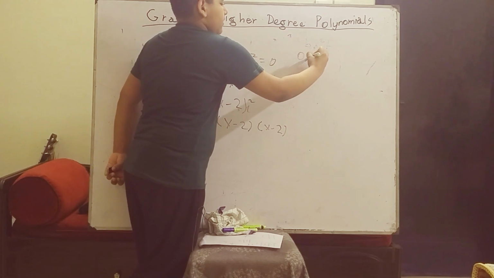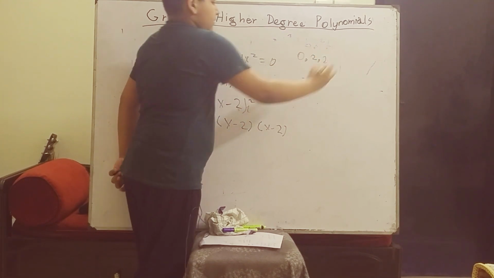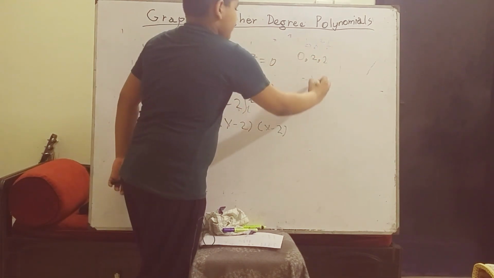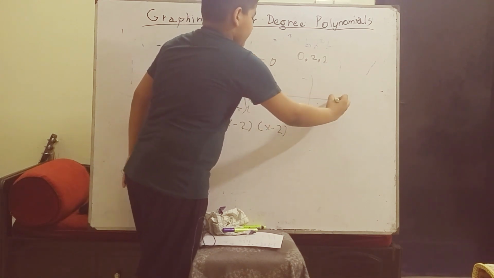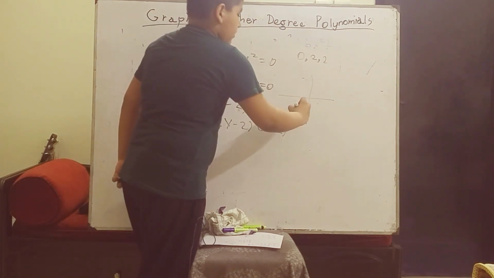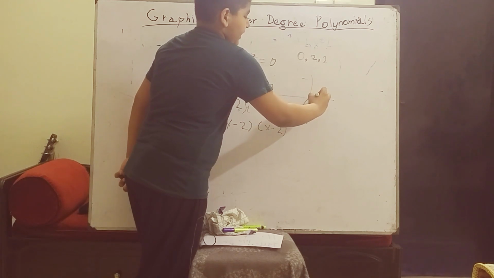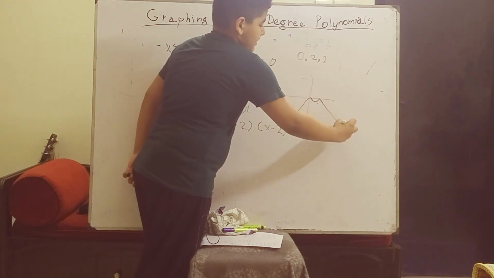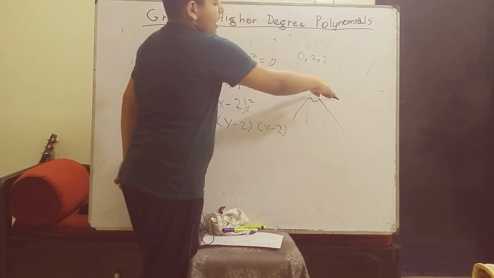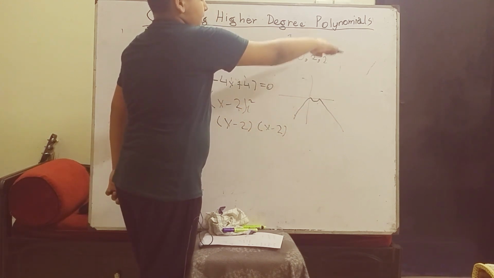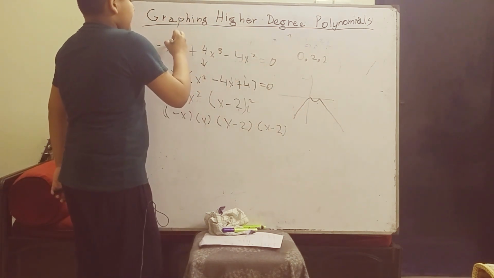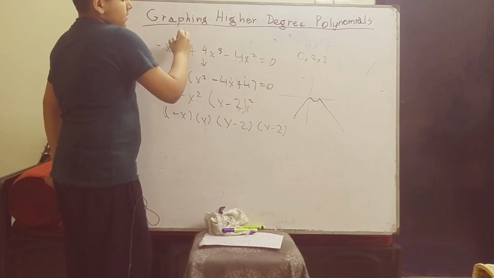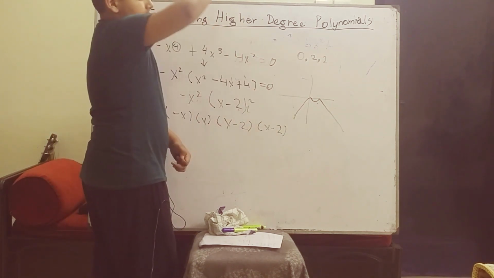By doing the graph, we can see it goes something like this. It touches the 2 and doesn't just turn back again. And remember that this is an even exponent with a negative coefficient, so the ends go down.